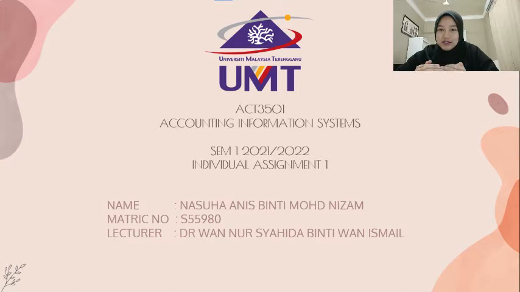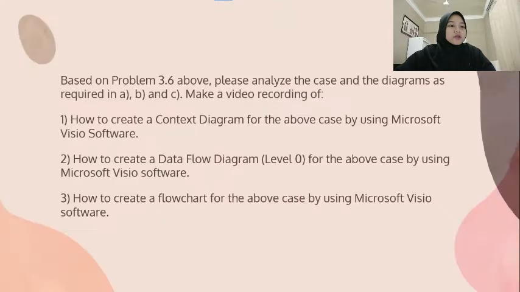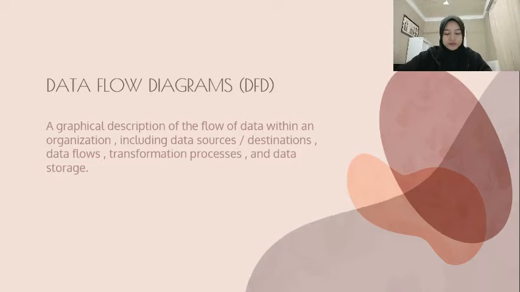So today I will continue my individual assignment 1 for ACT 3501 Accounting Information System for the Ashton Fleming case. For question B, I will prepare a level 0 data flow diagram of SNS accounts payable. So what is a data flow diagram? A data flow diagram is a graphical description of the flow of data within an organization, including data sources, destinations, data flows, transformation processes, and data storage.